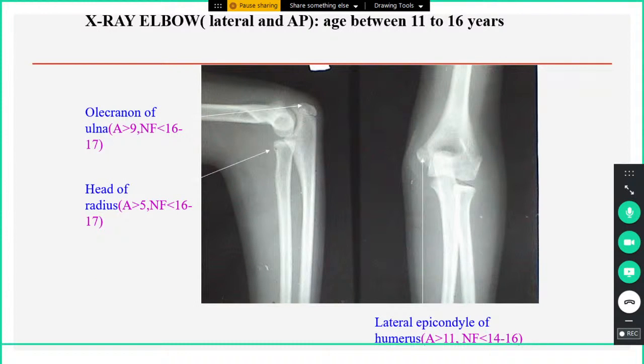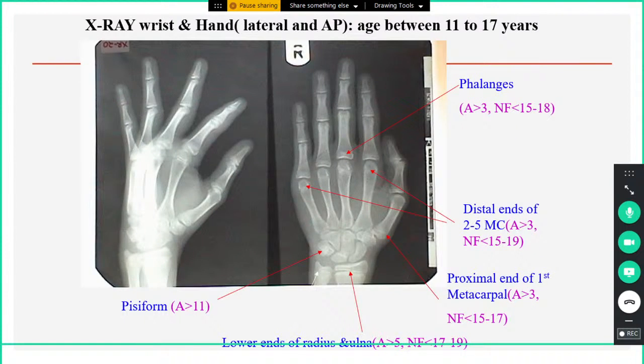This is an X-ray of the elbow joint. See the olecranon process of ulna, where the non-fusion is there. Can you appreciate a black line and a white line? If any doubt, please ask.